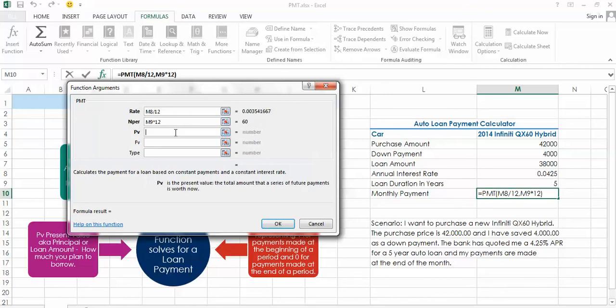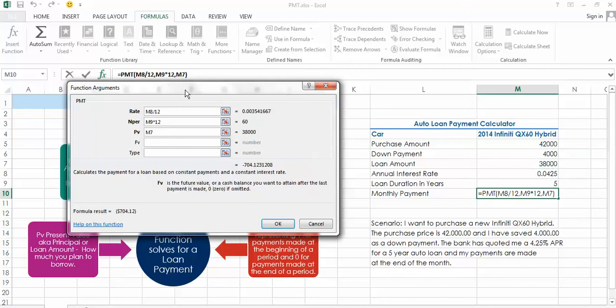as you can see. And then the present value, PV, is how much our loan is worth right now. That means how much money are we borrowing, and of course that is the $38,000. It's not the $42,000 because remember we're making a down payment, so that reduces the amount of money that we're going to borrow. And then we look at the FV.